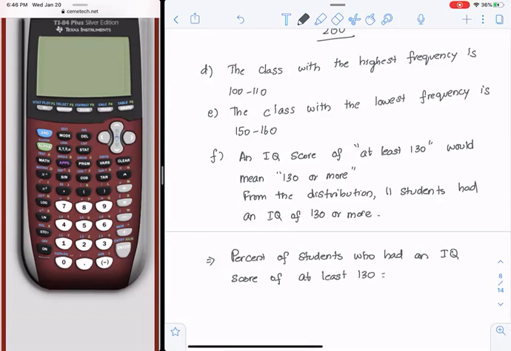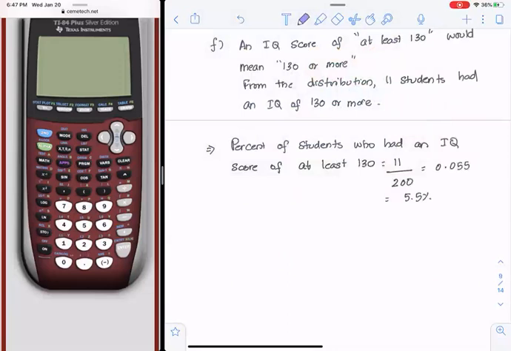Would simply be the number of students who had an IQ of 130 or more divided by the total number of students that we have, which is 200. So if we put it in the calculator, we will get 0.055. Now, how would we interpret this number that we get, which is 5.5%?